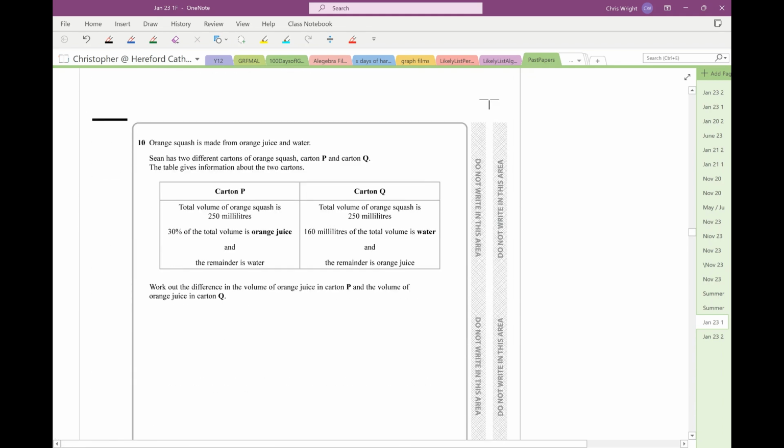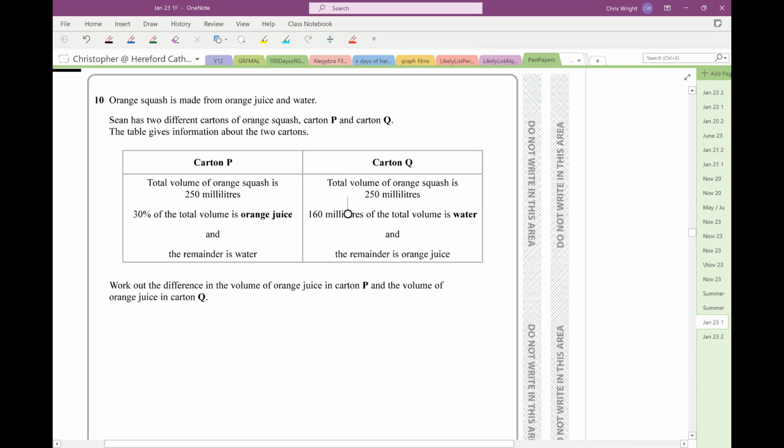Question 10. Orange squash is made from orange juice and water. Sean has 2 different cartons of orange squash, carton P and carton Q. The table gives information about the 2 cartons. Let's have a look at the table. Let's not rush on to the question. In carton P, you've got that much volume, and 30% of the total volume is orange juice. So therefore, presumably 70% is water. The rest is water. So that's carton P.